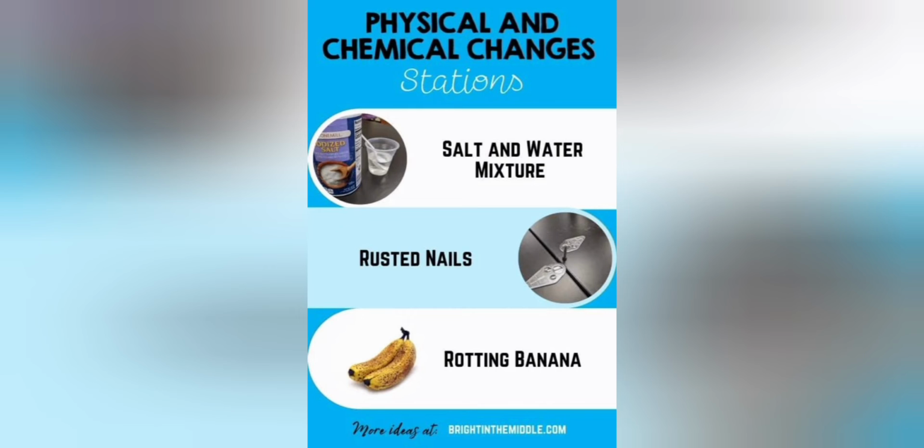Now, this is the homework for you. You have to find out whether a salt and water mixture is a physical change or a chemical change. You have to check whether a rusted nail is a chemical change or a physical change. And you have to find out whether the rotting of a banana is a physical or chemical change. You have to explain these in your own words and give reasons why it is a physical or chemical change.